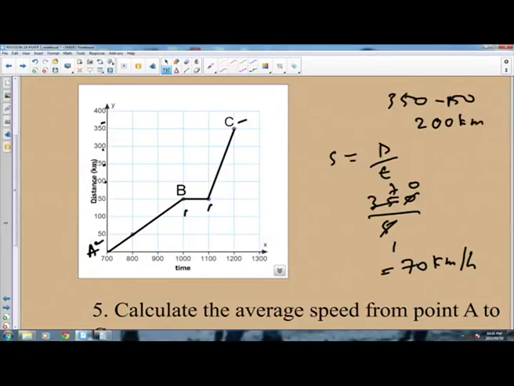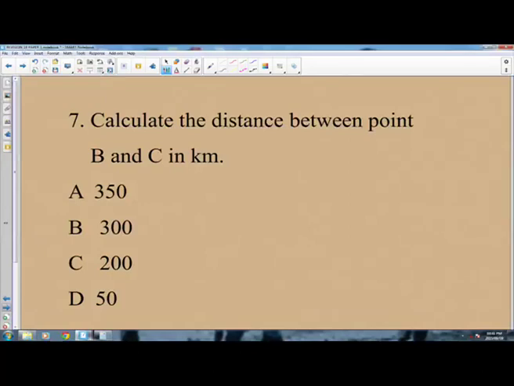You must as well check, do you have the 200 when you count from point B to point C? At point B is 150, so this will be 50, 100, 150, 200. So the distance covered from point B to point C is equal to 200 kilometers. This is the answer to question number 7. Let's go and check. Do we have 200 in our alternatives? The first distance is 350, B 300, C 200. So the answer to this question is 200. We worked it out and found that it is 200, so we have to circle C.